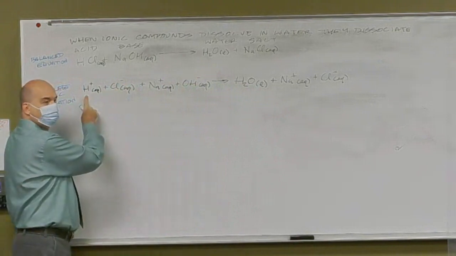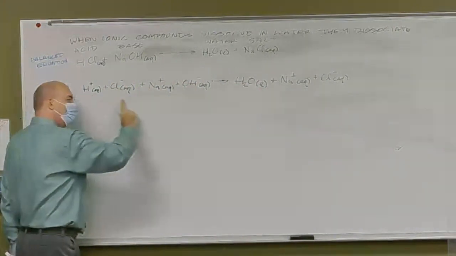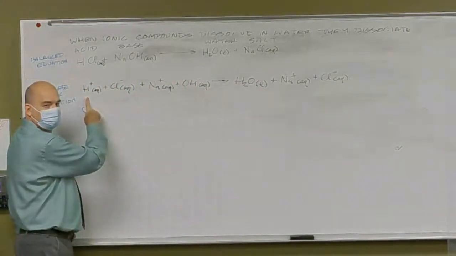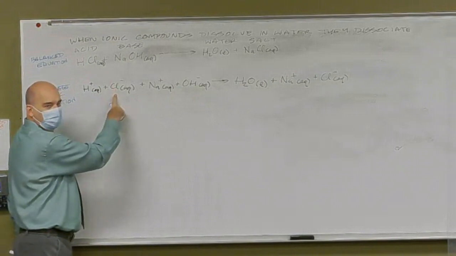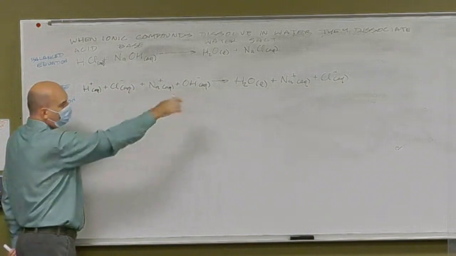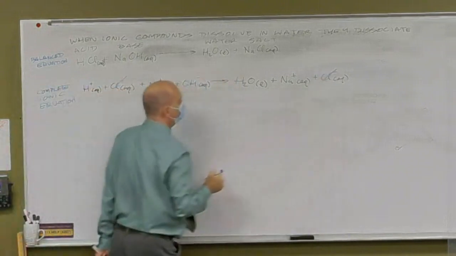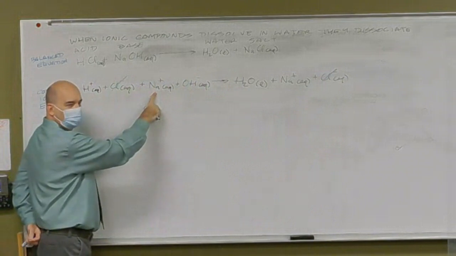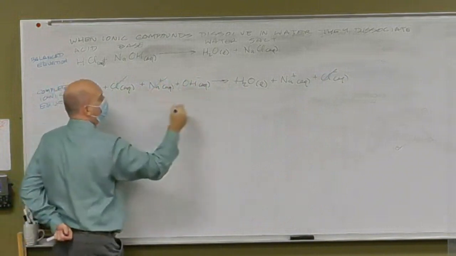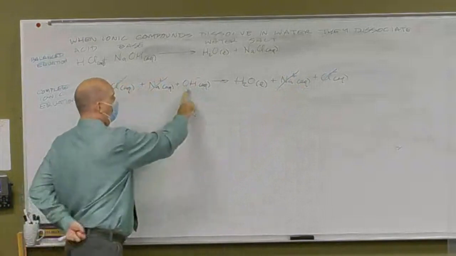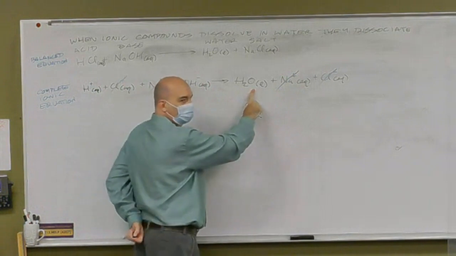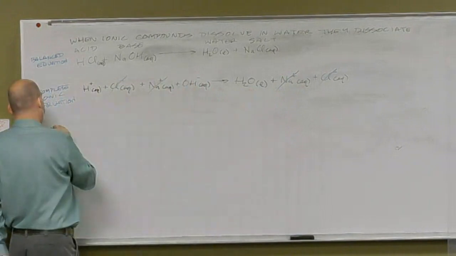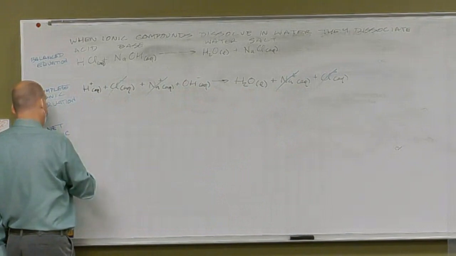Okay, so let's look. H plus. Does H plus appear anywhere else on that line? So let's leave it. Cl minus. There's one right at the end. They cancel, they're gone. Na plus. Yeah, there's one at the end. They're gone. OH minus. No, only got one of them. And H2O. Only got one of them. Okay. That leaves us with something called the net ionic equation.